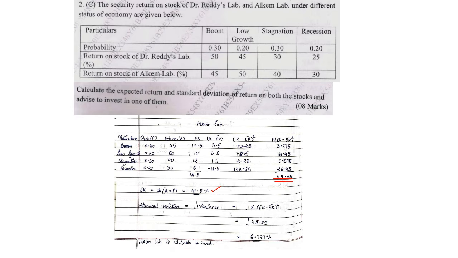So now looking at both, the return in that case was 38, here it is 41.5, and the standard deviation, when you compare both of them, always remember standard deviation should be less, expected return should be higher. So in that case, Alchem lab is showing a much better prospect. So the final answer will be Alchem lab is advisable to invest.